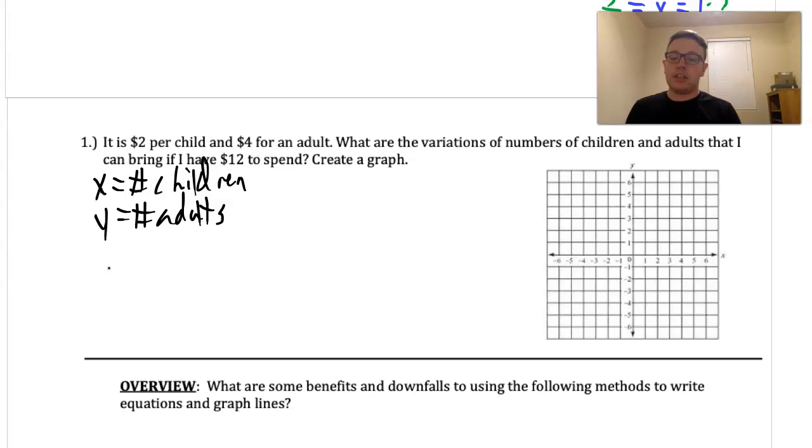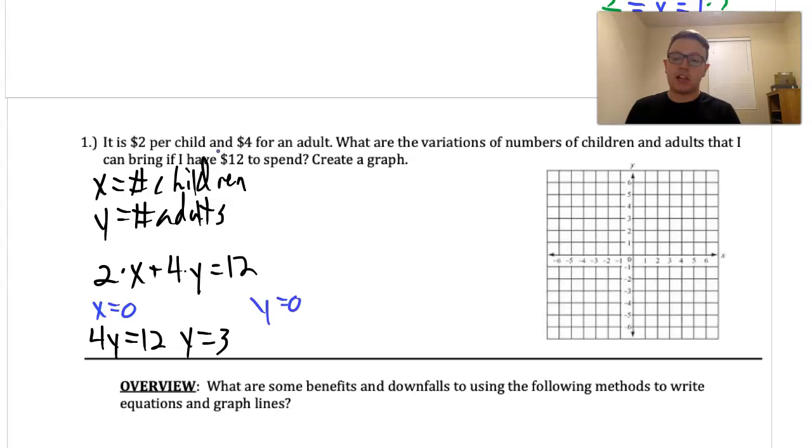then how much does it cost per child? It costs 2 per child, and it costs 4 per adult. And that's equal to $12, all we have to spend. So some of the times when we're modeling, this is the more natural way it'll show up. Now let's do this again. Set x equal to 0. We get 4y is equal to 12, or y is equal to 3. Then let's set y equal to 0. And what do we get? We get 2x is equal to 12, or x is equal to 8.